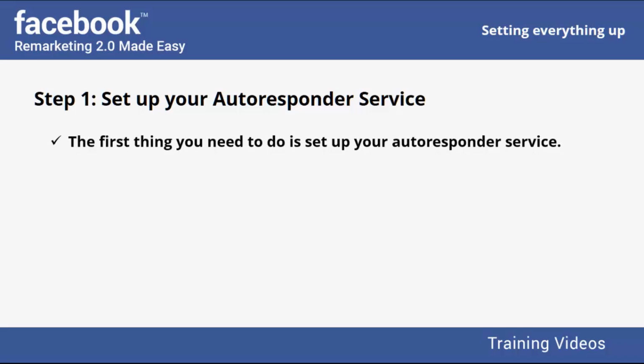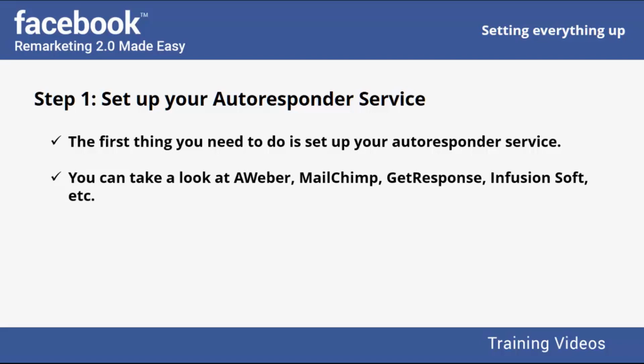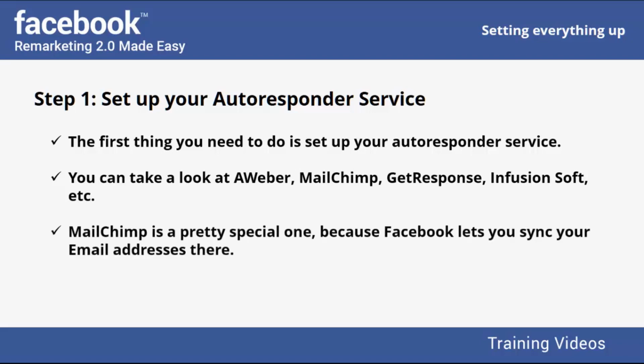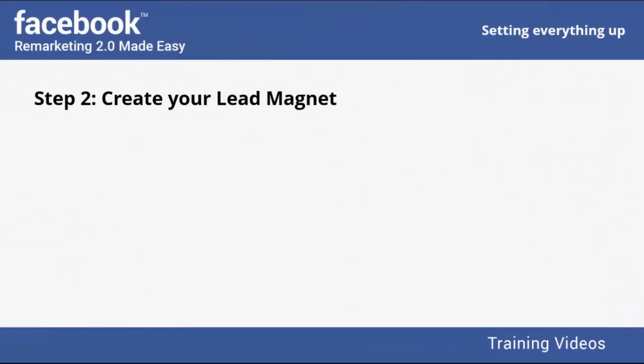An autoresponder is a service used to capture email addresses and sends emails to them with various purposes, usually for marketing purposes. If you don't have one yet, there are amazing options to choose from. You could take a look at Aweber, MailChimp, GetResponse, Infusionsoft, etc. All these have amazing plans from which you can choose. MailChimp is a pretty special one because Facebook lets you sync your email addresses there and create your custom audience automatically.